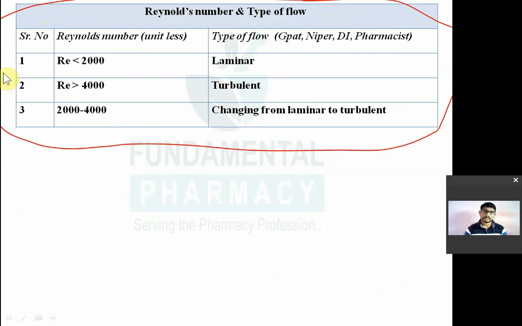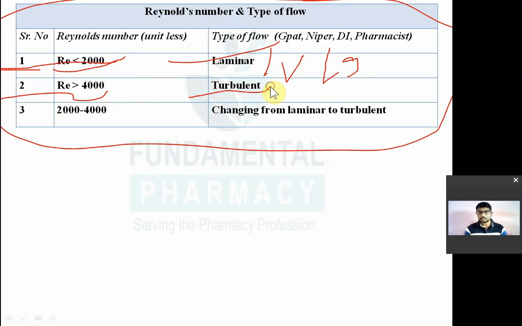Okay. So remember this: when Reynolds number is less than 2000, the type of flow is laminar, or it is also known as viscous, or it is also known as streamline. When Reynolds number is more than 4000, the type of flow is turbulent. And when Reynolds number is between 2000 to 4000, that means the flow is changing from laminar to turbulent.